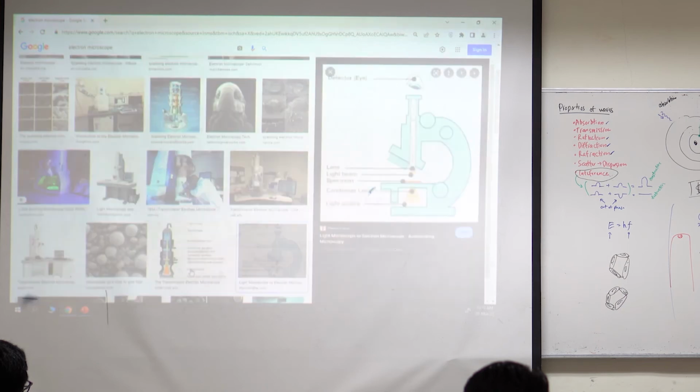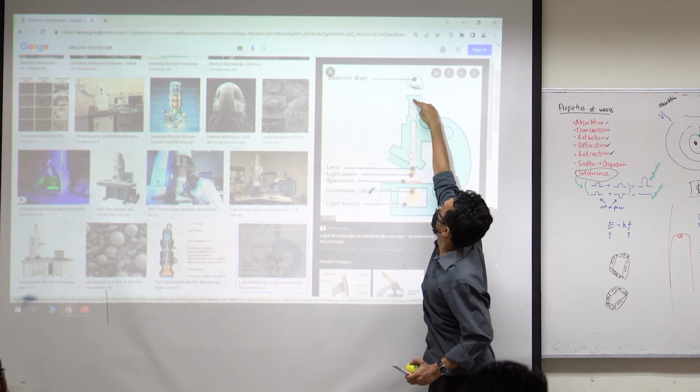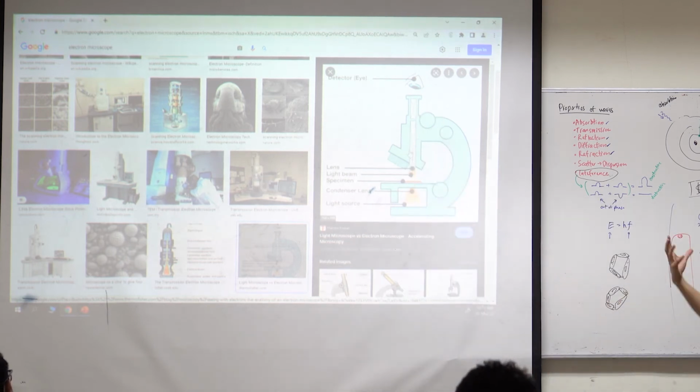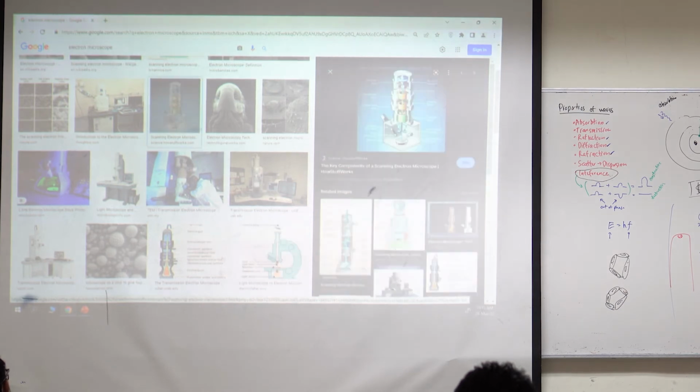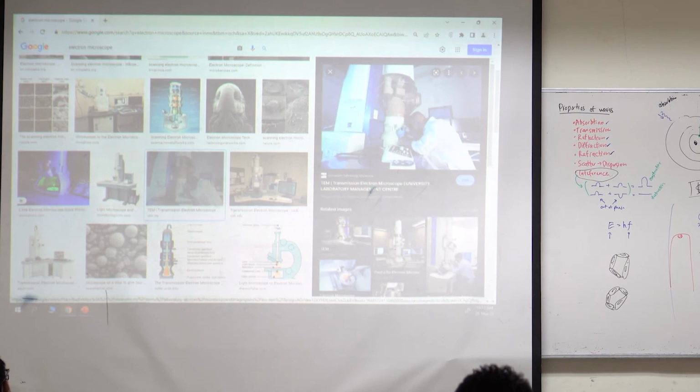So our normal microscope uses light only. You see the light coming. But the light is not small enough to resolve, for example, a virus or an atom. So they use the electron microscope. So yeah, that is the electron microscope.